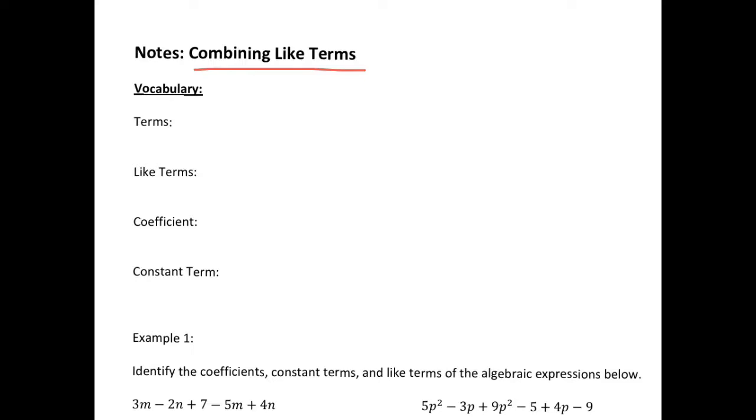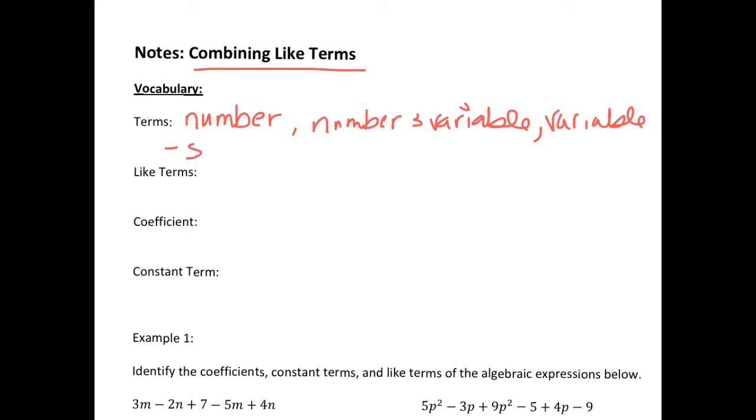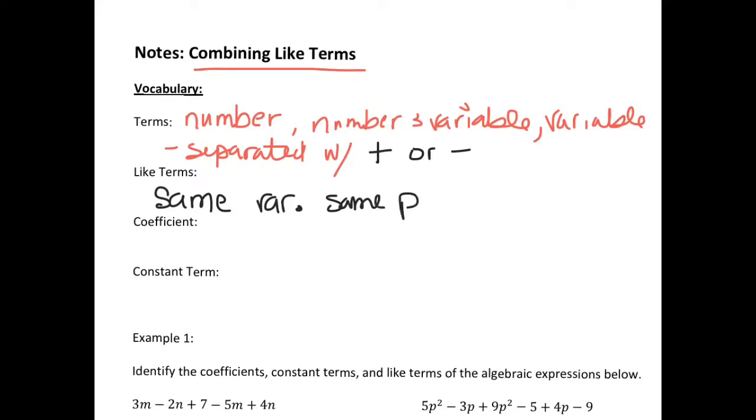Remember that a term is basically a number, or it could be a number and a variable, or it could be a variable. Terms are separated with an addition sign or a subtraction sign. Like terms mean that they have the same variable with the same power.